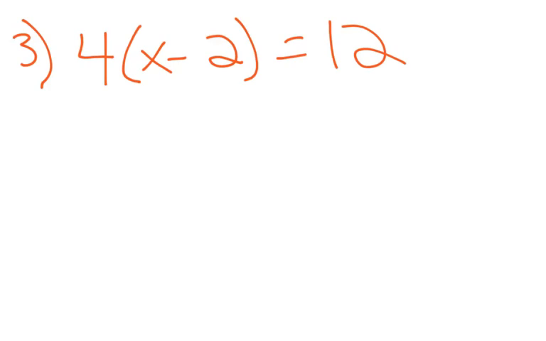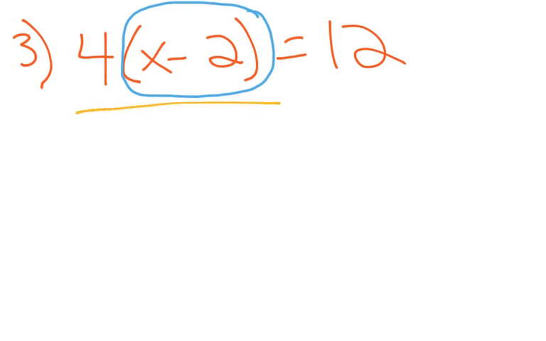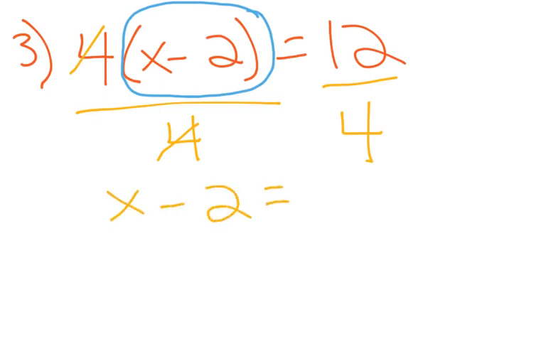So there's actually 2 ways to do this problem, but since the x is right here mixed up in these parentheses, this is 4 times the set of parentheses. The opposite of multiplication is division, so I can divide both sides by 4, and I can cancel my 4's out, and then I have x minus 2 on this side, and 12 divided by 4 is 3. So I've gotten rid of the 4 in front of that group because x is in that group.